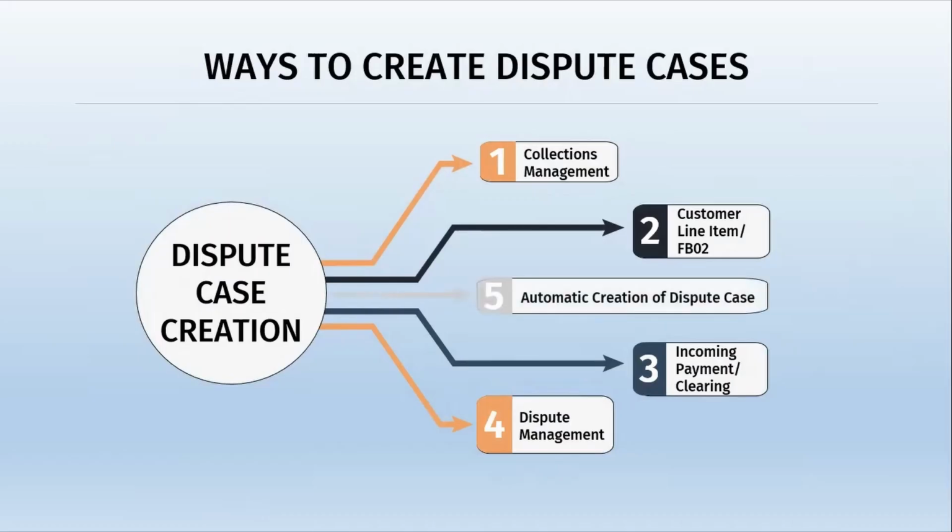The last method is automatic creation of a dispute case. This transaction is mainly used when you have some EBS lockbox integrated into the system. Whenever you are receiving any partial payment, you can create it as a dispute case automatically from this application. The transaction code is FDM_AUTO_CREATE, from where you can create an automatic dispute case.